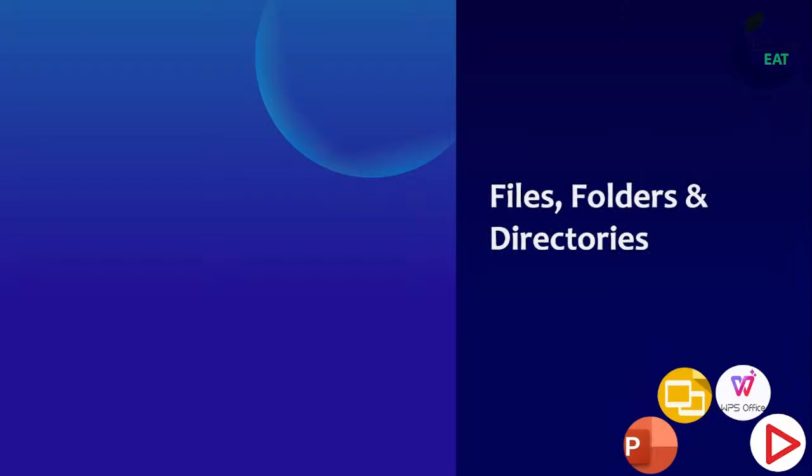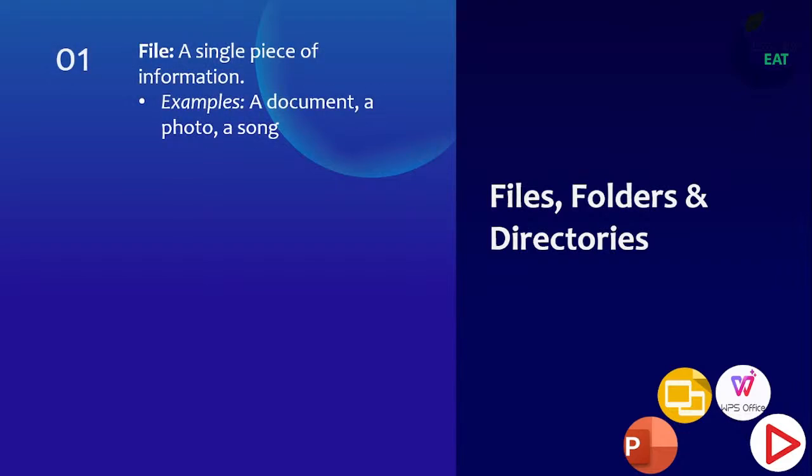Let's start with files, folders, and directories. This is super simple. A file is the actual thing, that is, the document you wrote with Word, the photo you took with your phone, the spreadsheet you created with Google Sheets. It is a single piece of information saved with a particular software or app. When you save information using an app, no matter how small, that single piece of information is called a file.